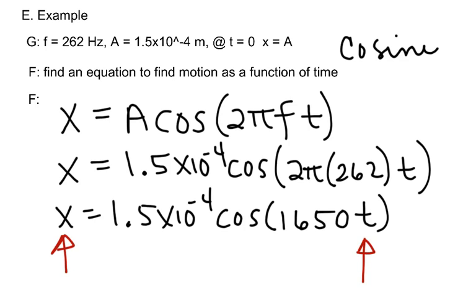Please make sure that your calculator is in radians and not degrees when you are using the formula with the cosine function or the sine function.